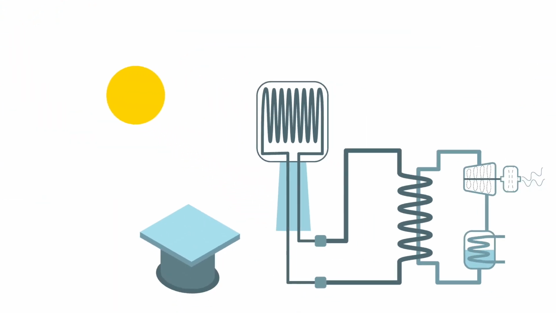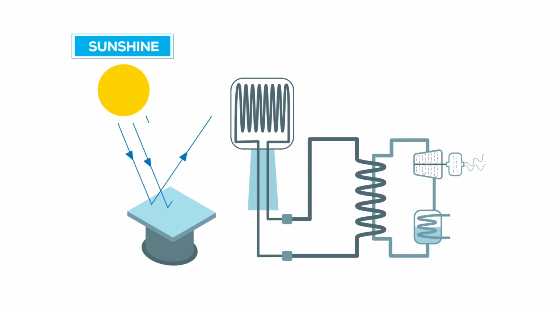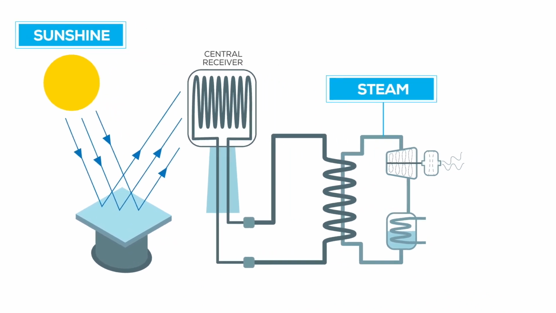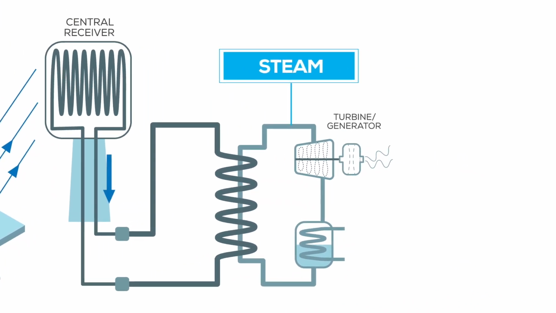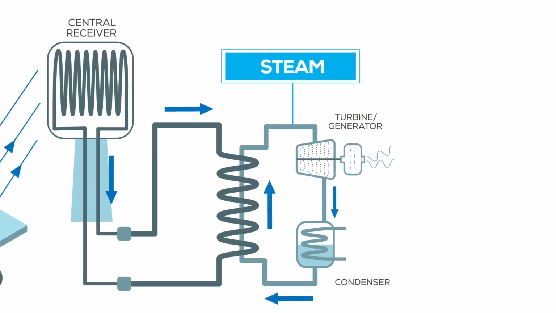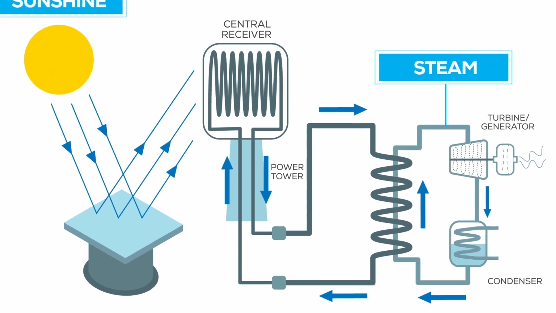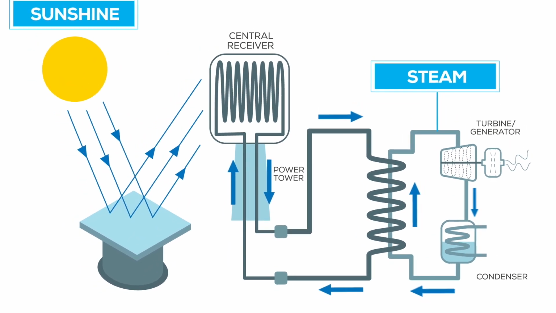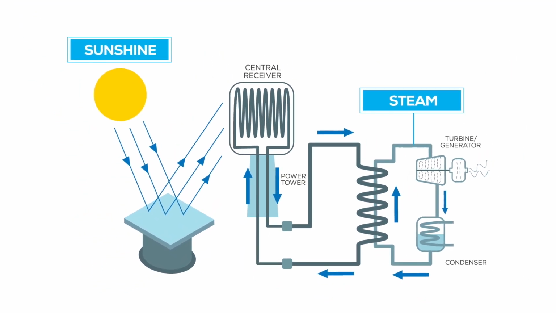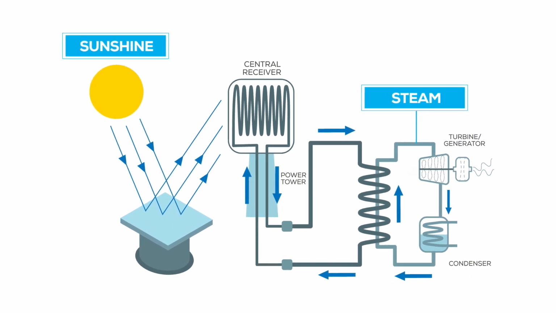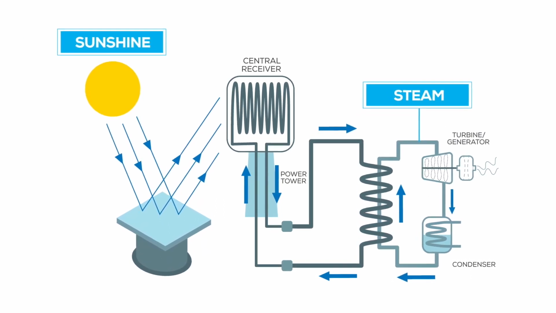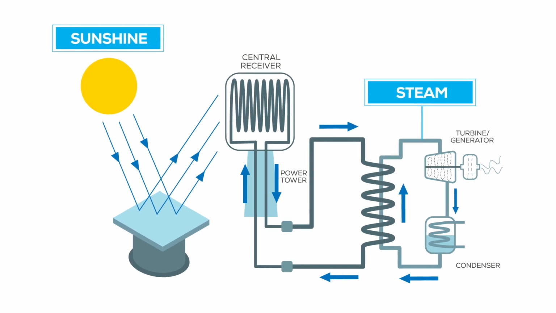Solar thermal energy uses the sun's heat to boil water and create steam. The steam then runs through a turbine attached to a generator to create electricity. One type of solar thermal energy is the solar power tower. In a solar power tower, the sun's rays are focused by heliostats onto a central tower. A liquid is heated in the tower, which then circulates and exchanges heat with water to create the steam.